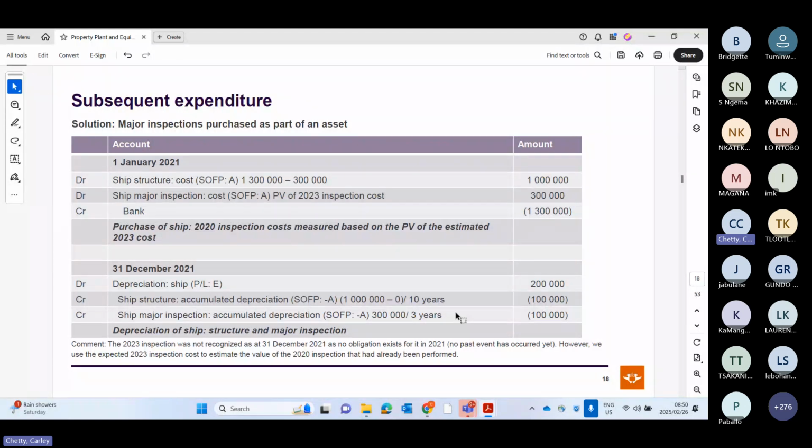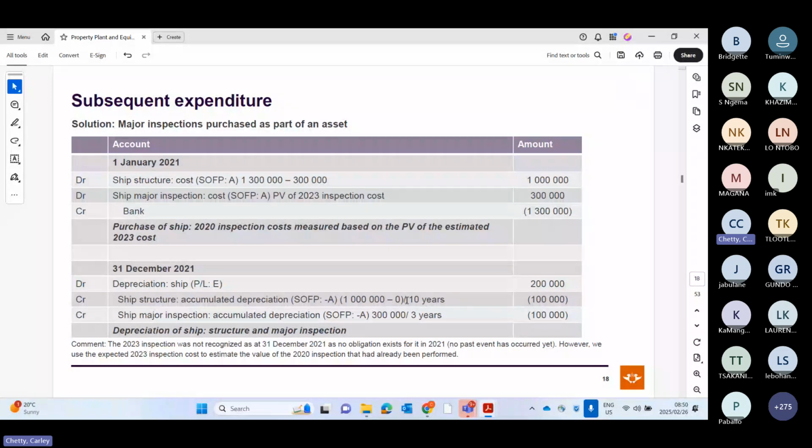So now at the end of 2021, we need to process depreciation. So we are going to depreciate the ship structure separate from the inspection. So let's depreciate the ship structure. The ship structure is 1 million rand. The residual value is 0 and the useful life is 10 years. So that is going to give us a ship structure accumulated depreciation of 100,000.